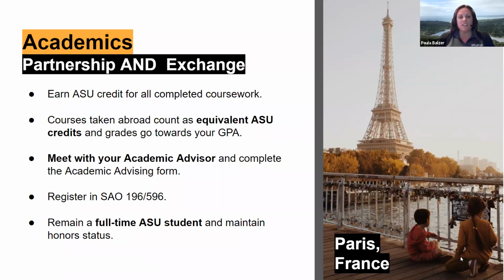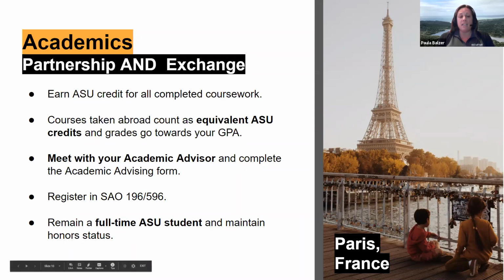You will register in a quote unquote class. We call it a placeholder class called SAO. It's 196 if you're an undergraduate student, 596 if you're a graduate level student. We give you instructions on how to enroll in that. That's basically a placeholder course that you're enrolling in for that semester or summer or whenever it is that you are studying abroad in this type of program. And then once we receive your transcript back from your foreign institution, that placeholder is dropped and then the actual credits and grades that you earned while you were on your program are added in their place.